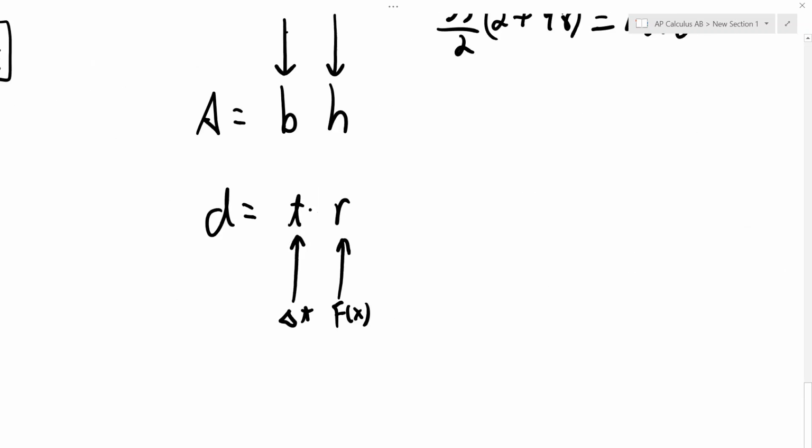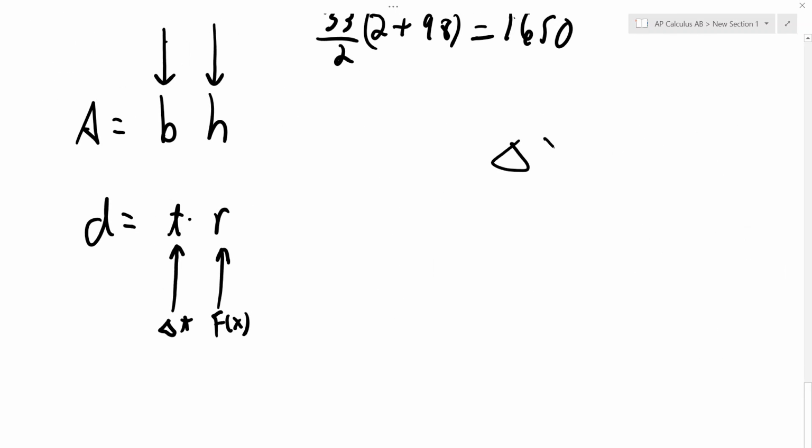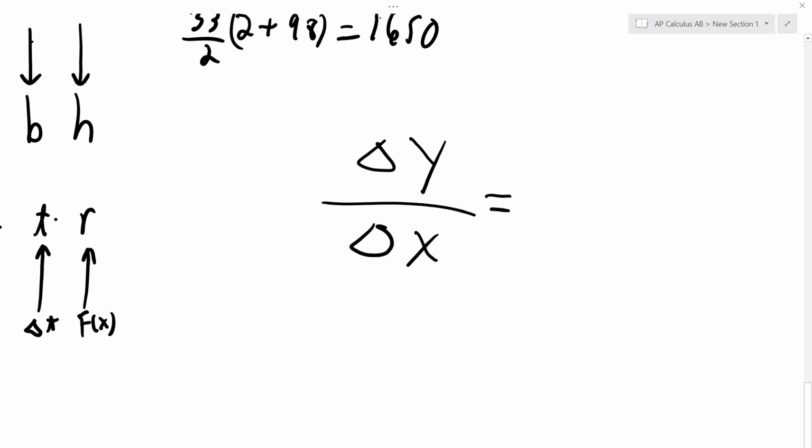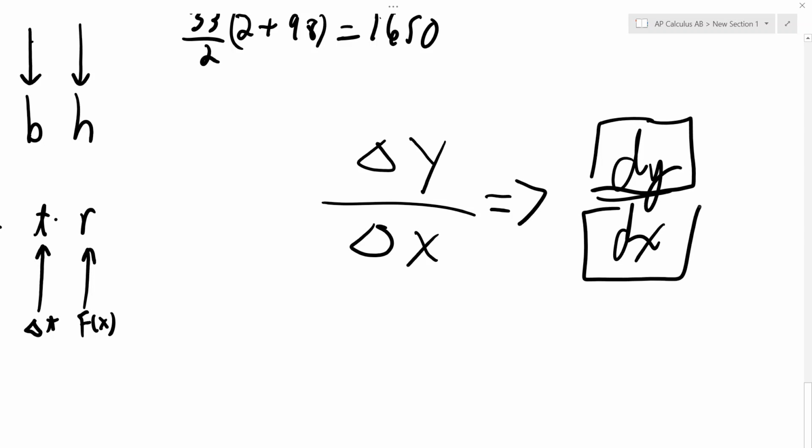Do you remember what happened to our slopes when we went from the slope from one point to another to the slope at one point? How do we write our derivative? We don't write delta y over delta x. We write dy over dx. This stands for an infinitely tiny change in y divided by an infinitely tiny change in x. Okay?